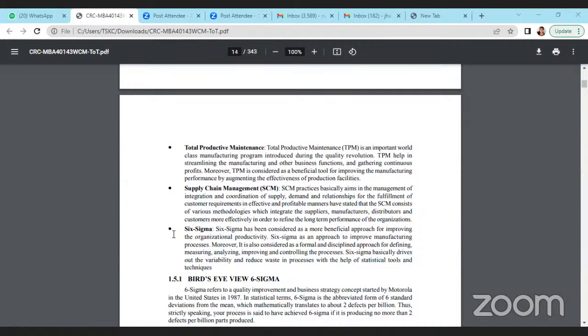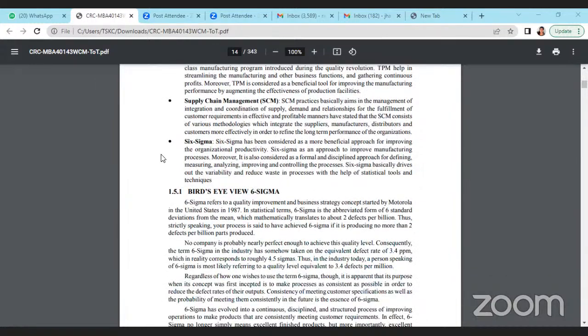Next, total productive maintenance. Total productive maintenance is an important world-class manufacturing program introduced during the revolution. It talks about streamlining the manufacturing and other business functions, and checking whether continuous profits are available or not. Next one is supply chain management.